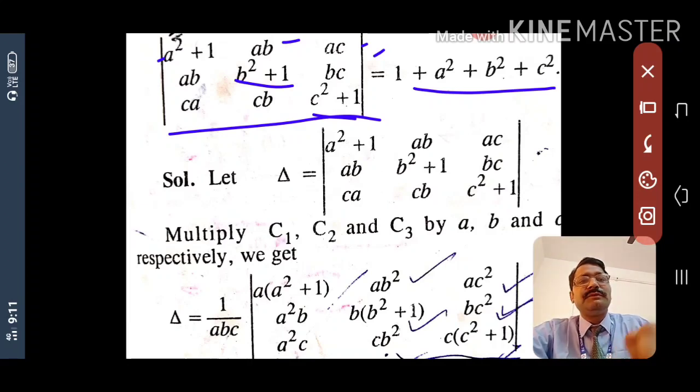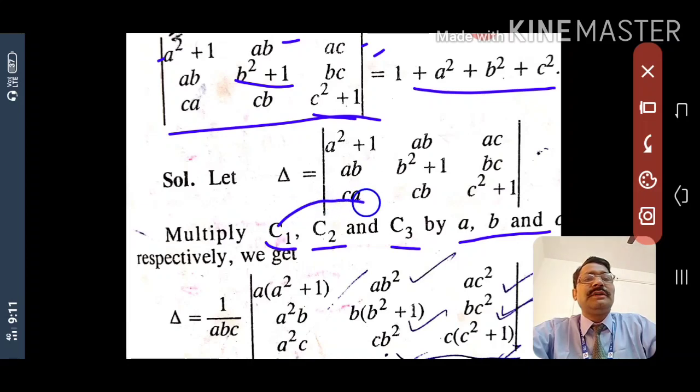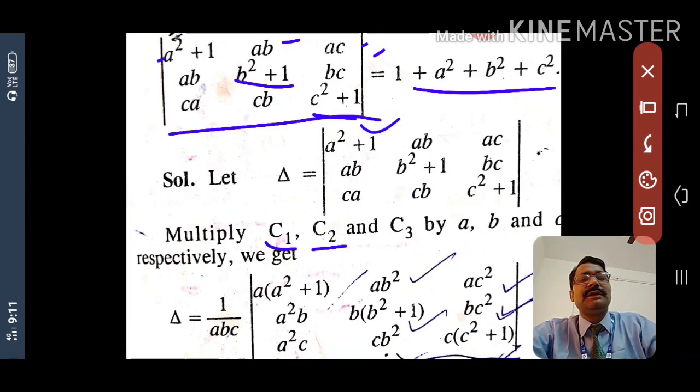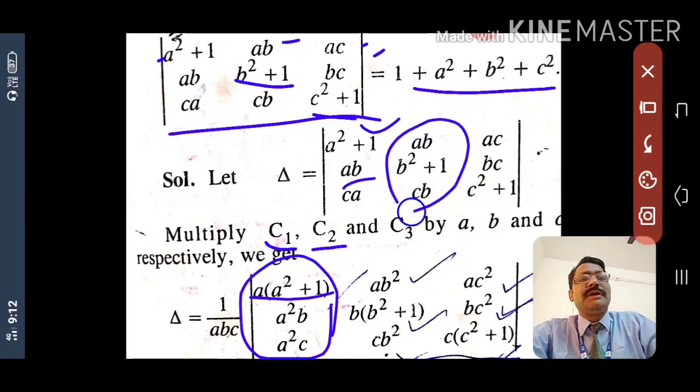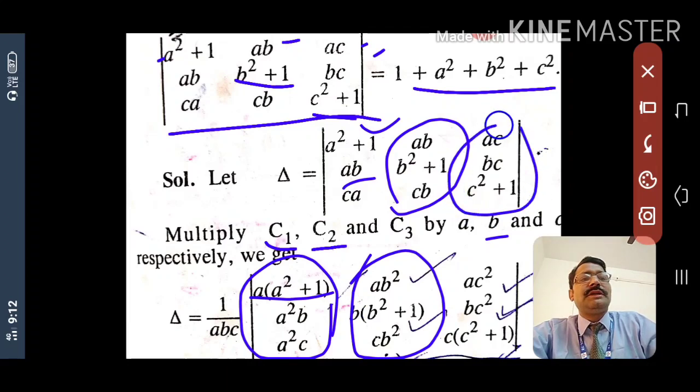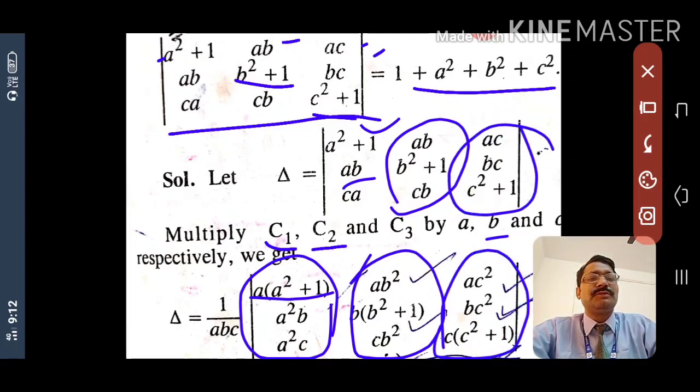For that what you do, you will multiply c1, c2, c3 by a, b, c: c1 by a and c2 by b and c3 by c you will multiply. Look here, after changing this, c1 by a means you will get this, c1 is changed. Now c2 you multiply by b means you will get this. Now c3 you multiply by c means you will get this. So after these changes you will get this portion.